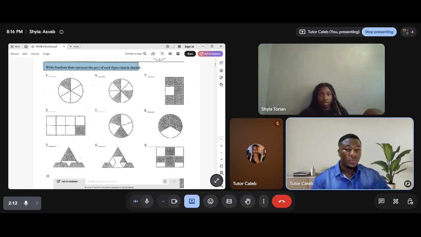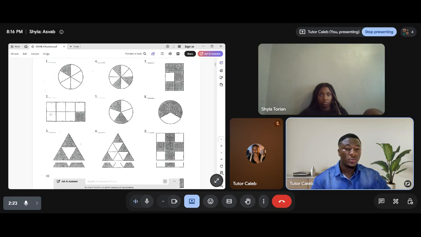Question 1, we have the shaded part. One part is shaded out of 6 parts, so my fraction will be 1 out of 6. So my fraction here is 1 over 6. Question 2, I have 1 shaded out of 8. So I'm selecting one piece out of 8, one bar of chocolate out of 8 tablets of chocolate. So it's 1 over 8.